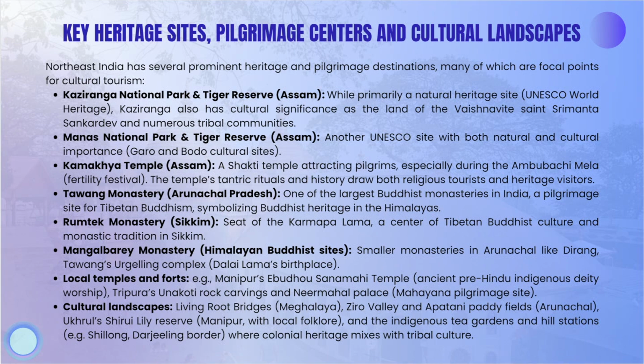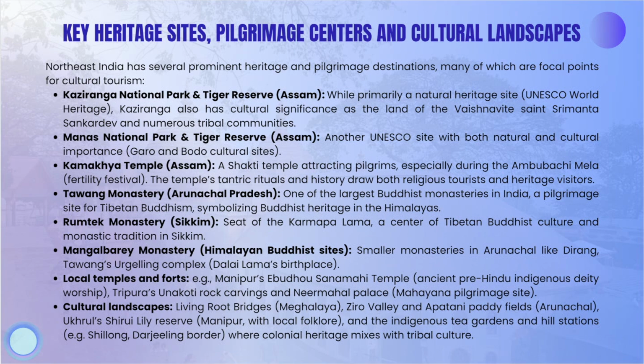Heritage Sites, Pilgrimage Centers and Cultural Landscapes. Northeast India has several prominent heritage and pilgrimage destinations, many of which are focal points for cultural tourism, like Kaziranga National Park and Tiger Reserve of Assam, Manas National Park and Tiger Reserve, and Kamakhya Temple of Assam, a Shakti temple attracting pilgrims especially during the Ambubachi Mela, a fertility festival. The temple's tantric rituals and history draw both religious tourists and heritage visitors.